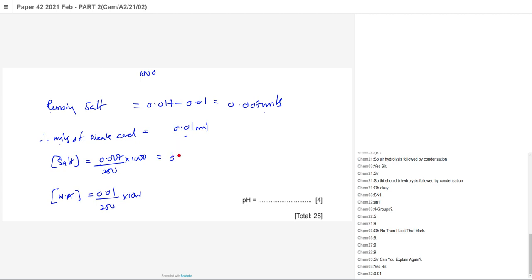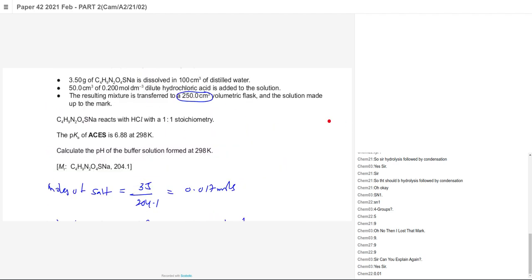Salt is 0.028 M. Acid is 0.04 M. That's it. You can use the Ka equation. That is H plus equals Ka times acid over salt. Ka is not given, the pK is given, so you have to find the Ka. Do the separation, and separately you can calculate that.